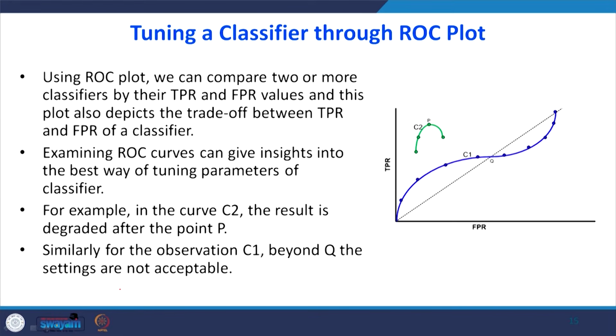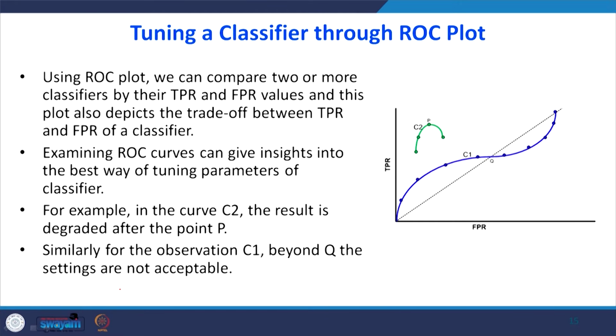Now, tuning a classifier through ROC plot. See that I have two categories of ROC plot. Let us see which is better and why. Using ROC plot, we can compare two or more classifiers by their TPR, that is true positive rate, and false positive rate values, and this plot also depicts the trade off between true positive rate and false positive rate of a classifier.